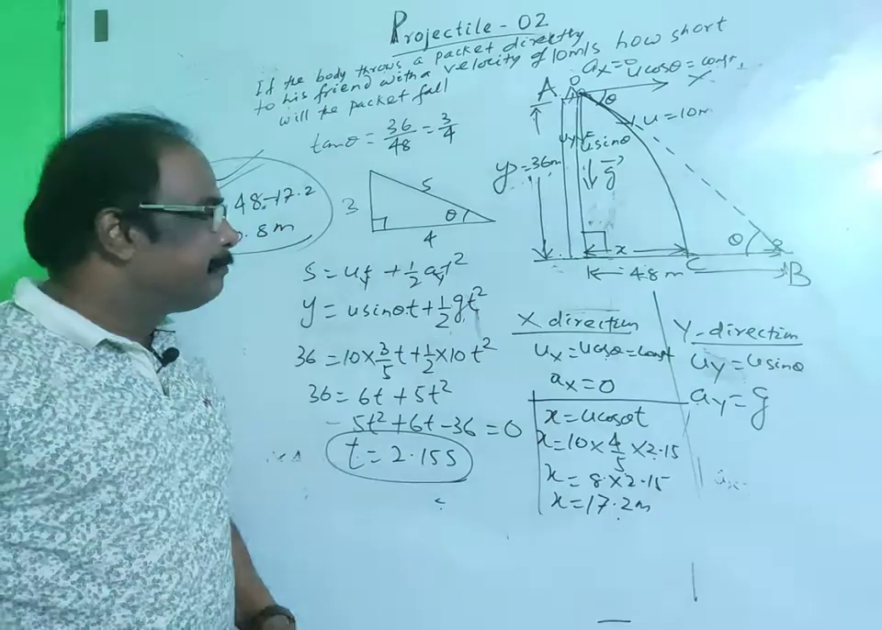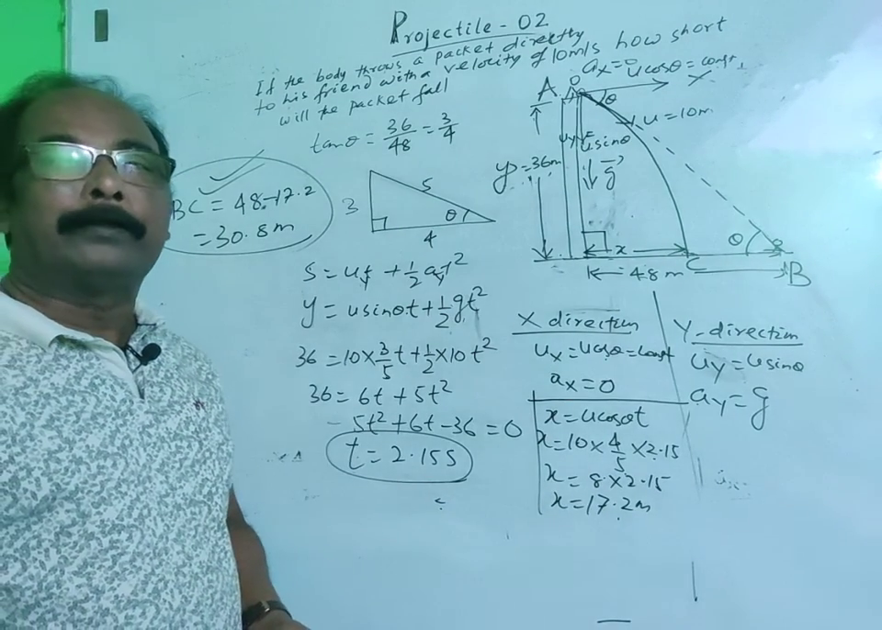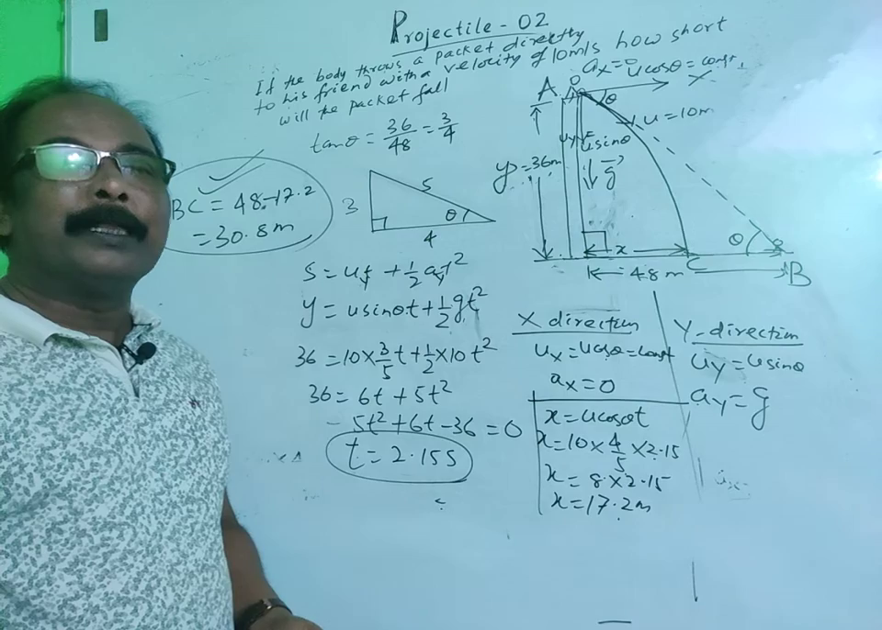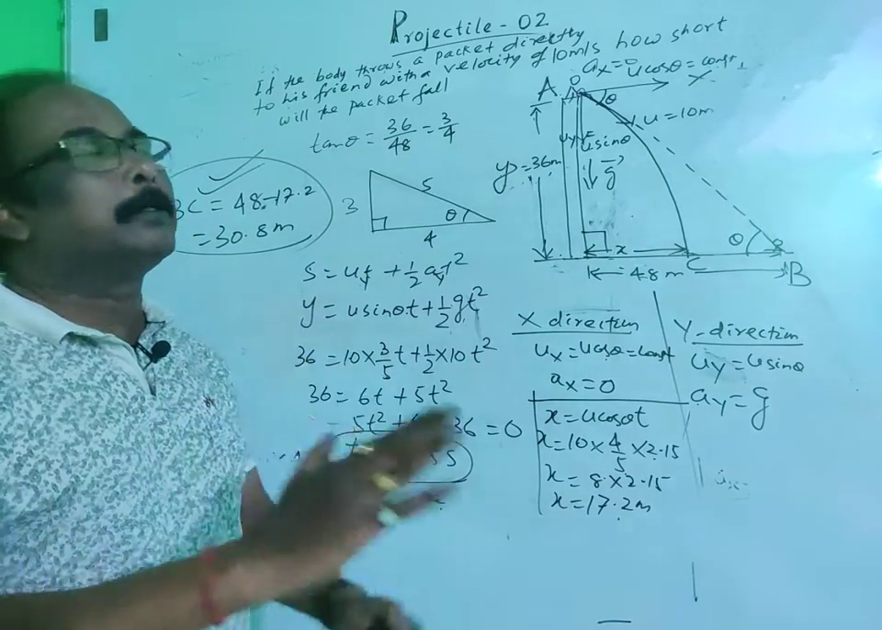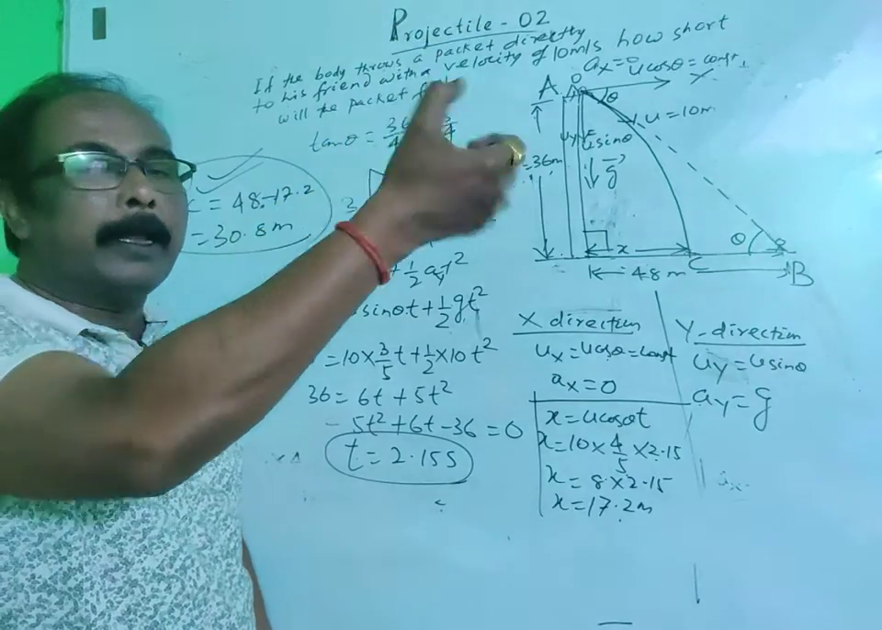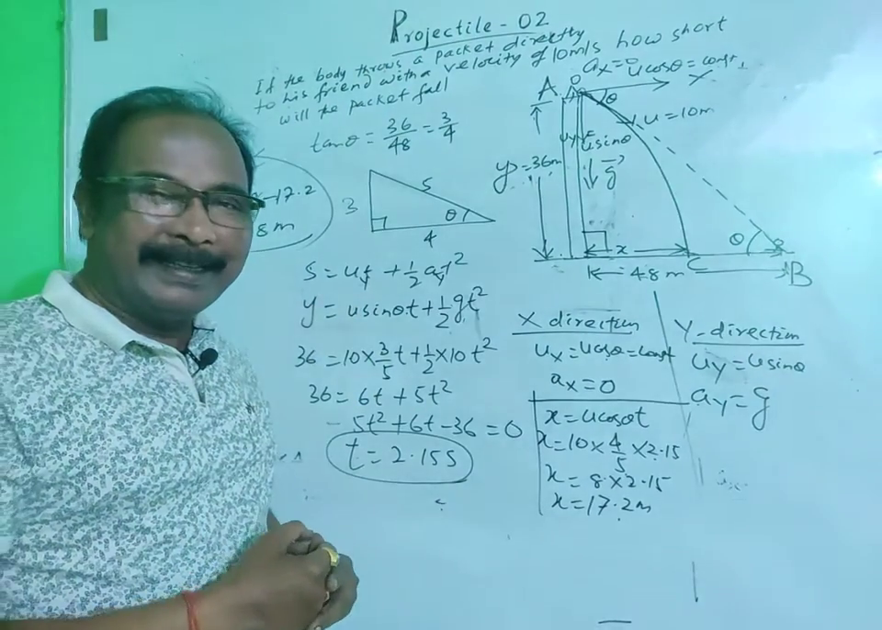Thanks, my children. This is about a projectile thrown from a height. In the next lecture, we will discuss inclined projection: projected up the inclined plane and projected down the inclined plane. Thanks, my children. Thanks.